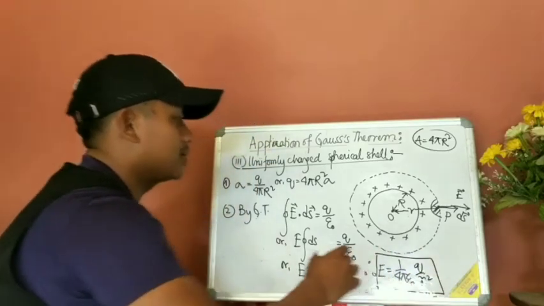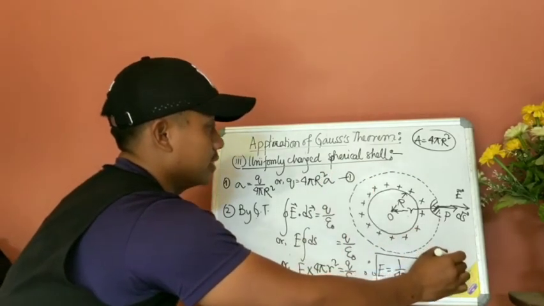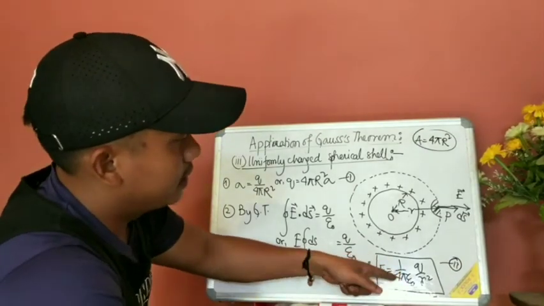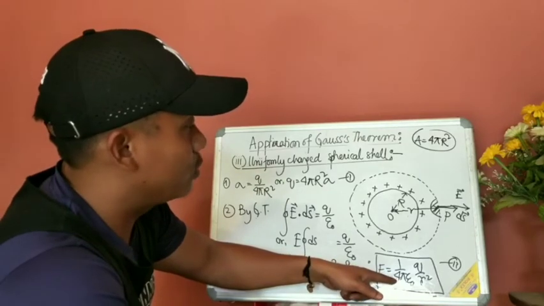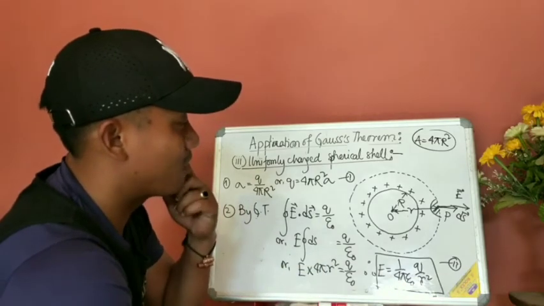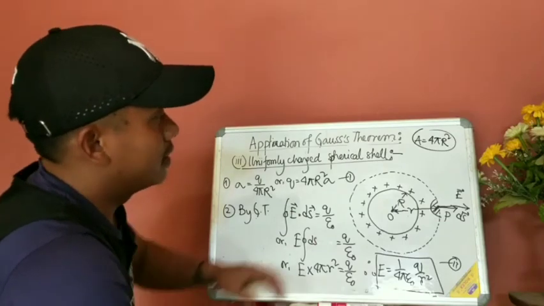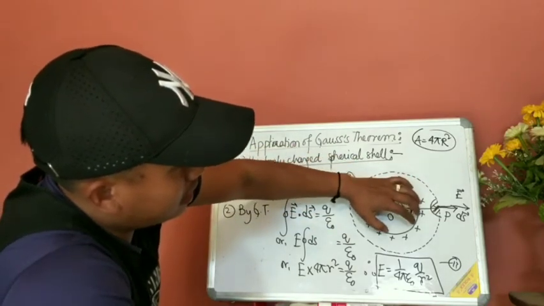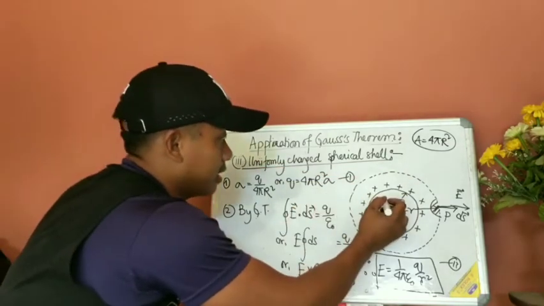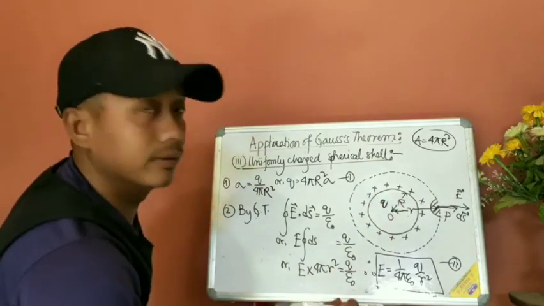And this last expression looks very familiar. This equation 2 looks very familiar. It is very much similar to the electric field due to a point charge q at a distance r. What does it suggest? It suggests that the charge distributed on the surface of the sphere behaves as if it were concentrated at the center.